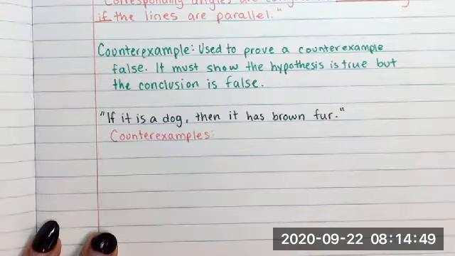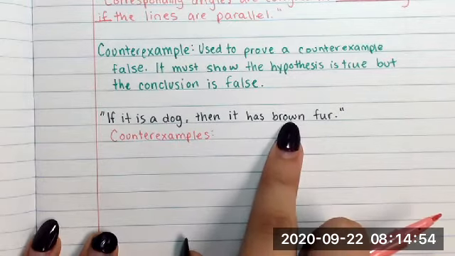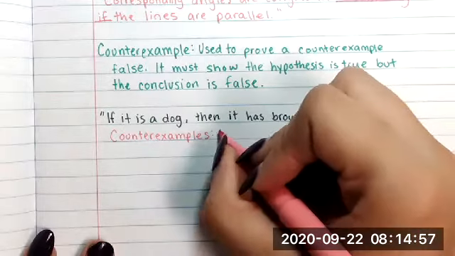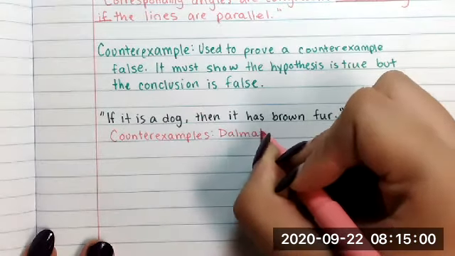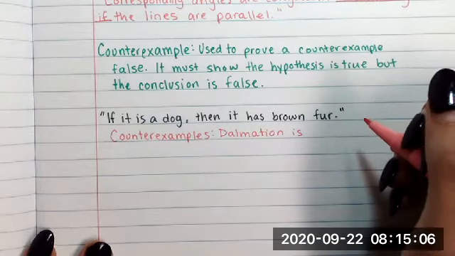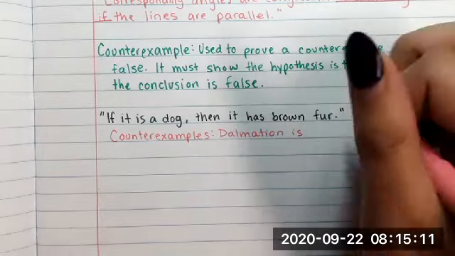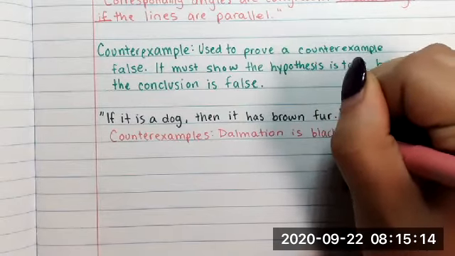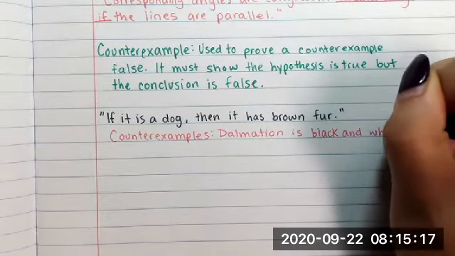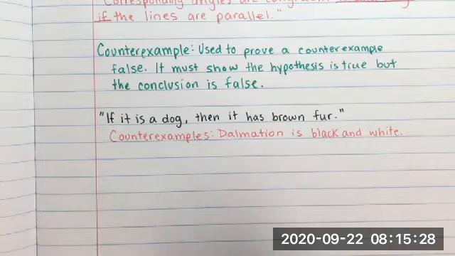As long as your counterexample is a dog, it has to be a dog, but it doesn't have brown fur. So like a Dalmatian. I don't know if I spelled that right. Oh goodness, I don't think I did. A Dalmatian, like 101 Dalmatians. I just realized I don't know how to spell that. Anyway, it's black and white. Or you could even say my dog has black fur, or my dog has gray fur, or my dog has all different colors of fur. Any of those would work.